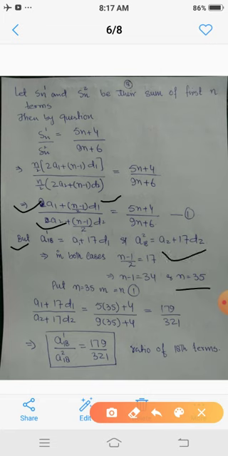So put n equals 35 in equation first. We get (a1 + 17d1)/(a2 + 17d2), because (n - 1)/2 is 17, equals (5 into 35 + 4)/(9 into 35 + 6), which is 179/321. Now a1 + 17d1 is the 18th term of the first sequence and a2 + 17d2 is the 18th term of the second sequence. Hence this is the required ratio of the 18th terms of these two sequences.